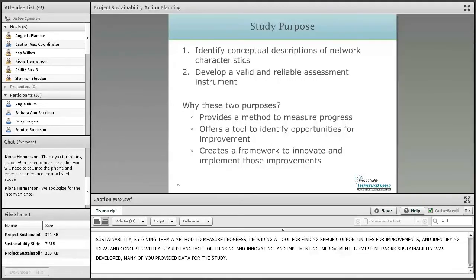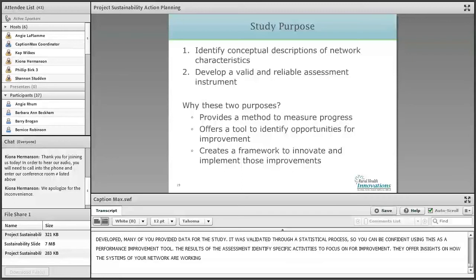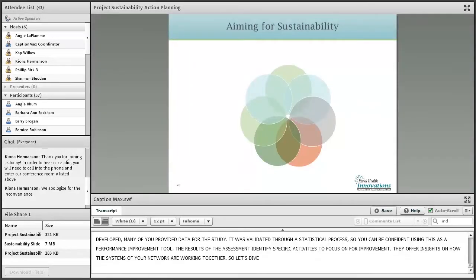It was validated through a statistical process, so you can be confident using this assessment as a performance improvement tool. The results of the assessment identify specific activities to focus on for improvement and offer insights on how the systems of your network are working together. So let's dive into some of the details of the assessment and give you a preview.